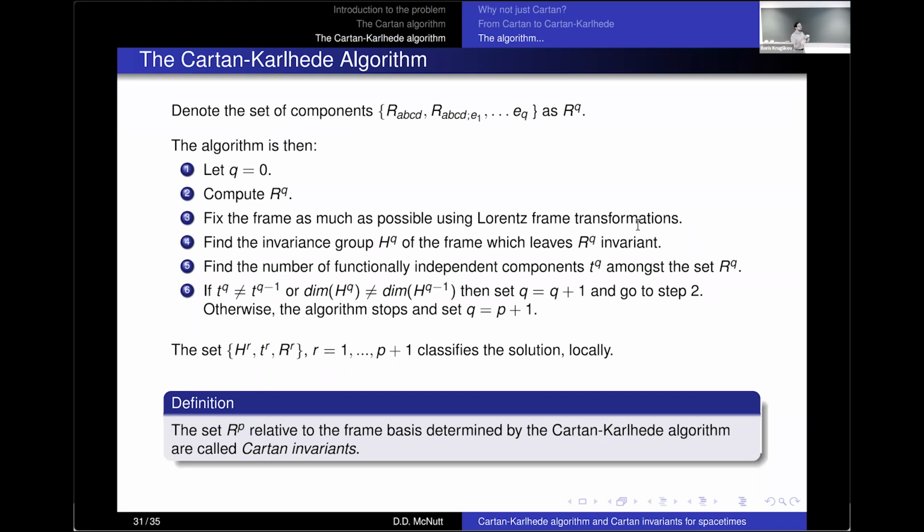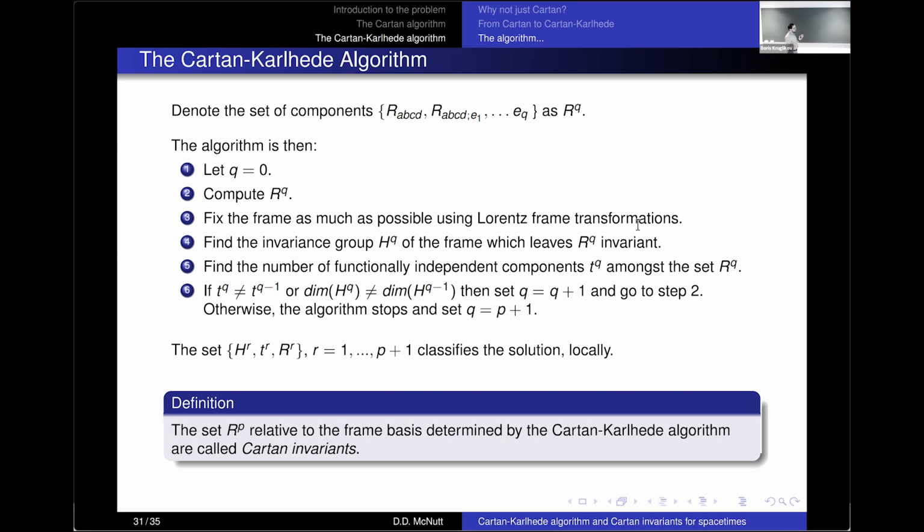And it tells you to stop when the dimension of the linear isotropy group stays the same, and the number of functionally independent invariants from the previous iteration is the same. So if TQ is equal to TQ minus 1, and the dimension of HQ is equal to the dimension of HQ minus 1, the algorithm tells you to stop. You have all the geometric information you need.